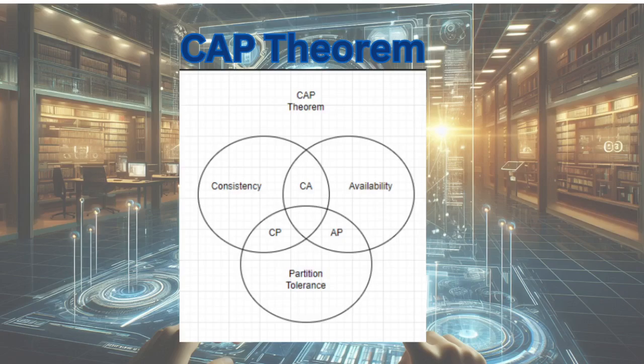The next concept which we have to understand in CAP theorem is partition tolerance. Partition tolerance means your system continues working despite network failures. It's about resilience when communication between nodes breaks down. A network partition splits a system so that the nodes can't talk to each other.